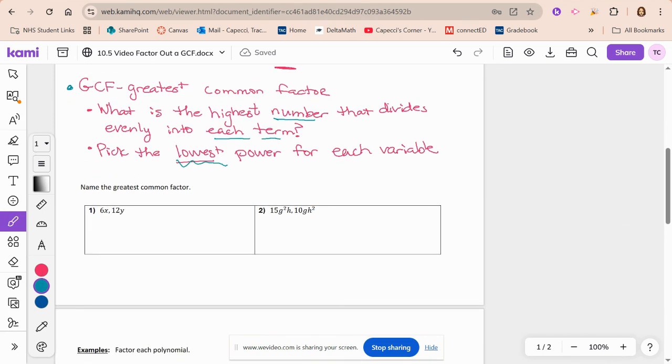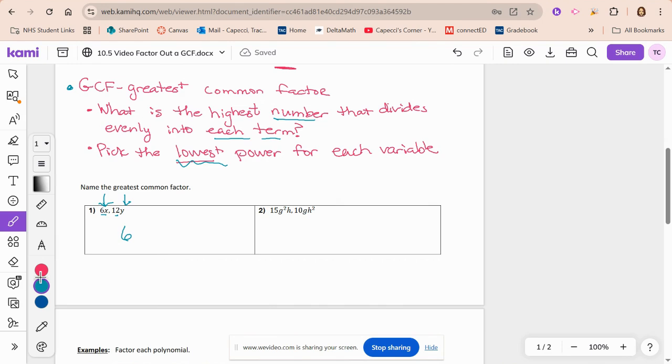The first thing we're going to do here, it says name the greatest common factor. First, I'm going to look at the numbers. So I have 6 and 12. What number goes into both of those? Well, that's a 6. When I look at my variables, I have an x and a y. I don't have an x in my second term, and I don't have a y in my first term, so therefore I can't factor out a variable.